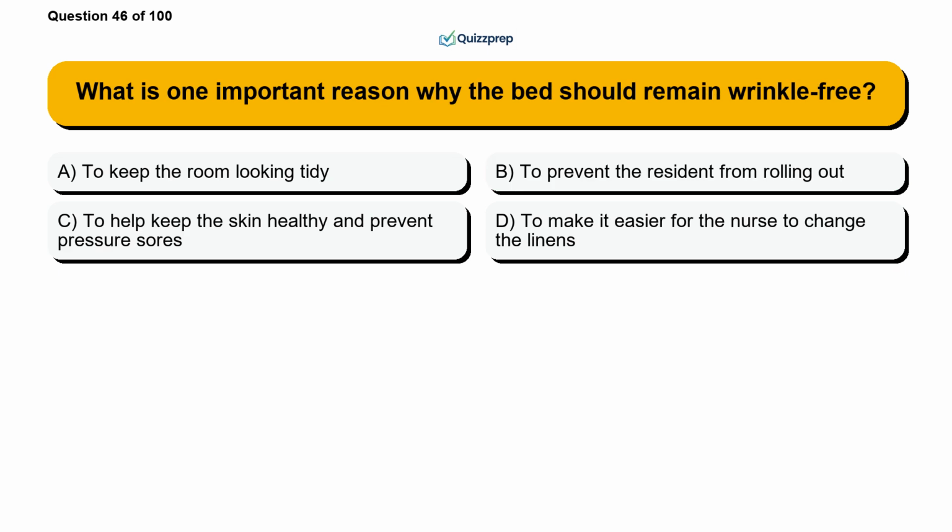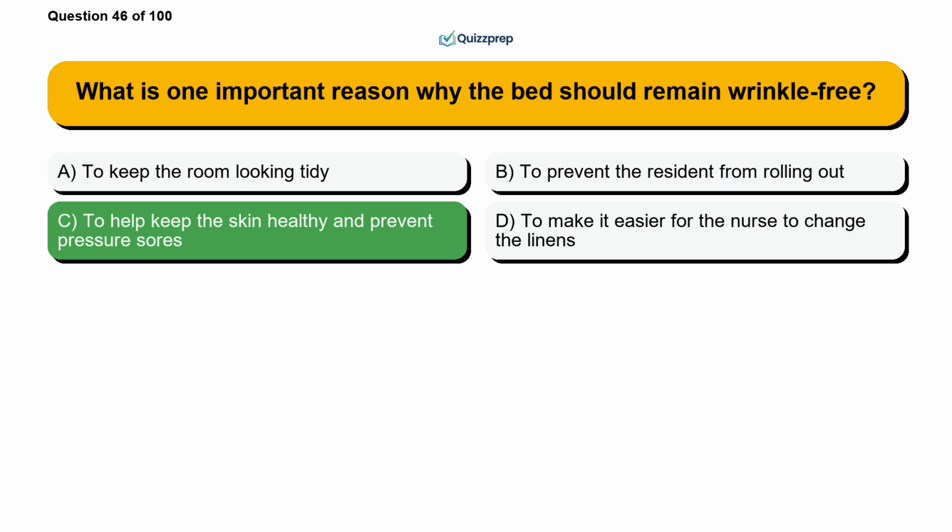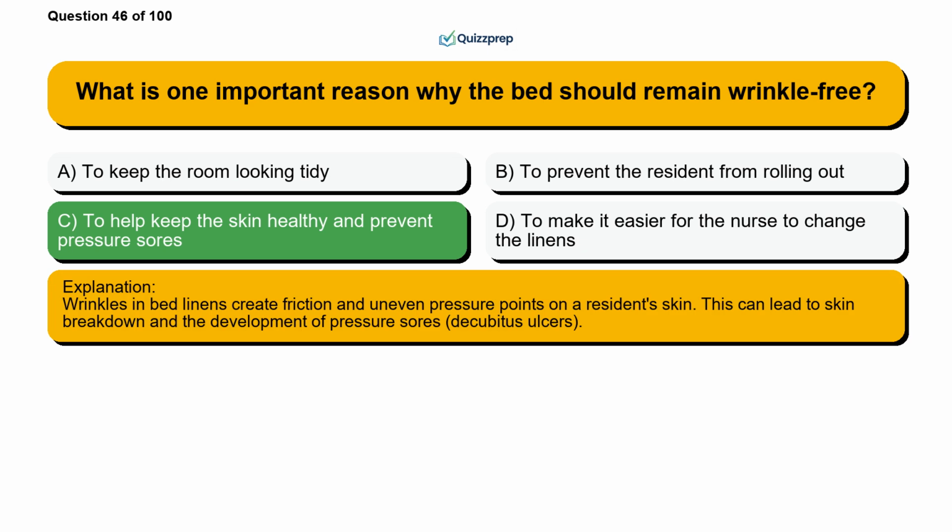Question 46. What is one important reason why the bed should remain wrinkle-free? Option A. To keep the room looking tidy. Option B. To prevent the resident from rolling out. Option C. To help keep the skin healthy and prevent pressure sores. Option D. To make it easier for the nurse to change the linens. The correct answer is option C. To help keep the skin healthy and prevent pressure sores. Wrinkles in bed linens create friction and uneven pressure points on a resident's skin. This can lead to skin breakdown and the development of pressure sores, decubitus ulcers.